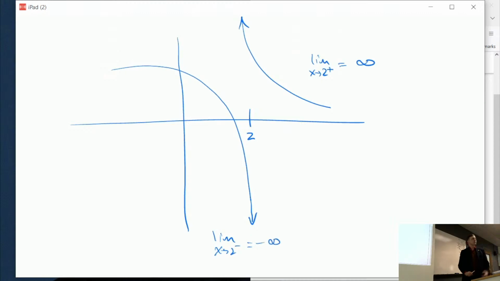And the way you would distinguish those if you had something not a graph, if it was just an expression, is you just plug in numbers, and if they're getting bigger and bigger and bigger, positive infinity. If it's getting smaller and smaller, bigger negative, then negative infinity.